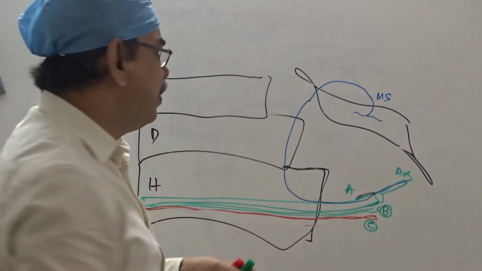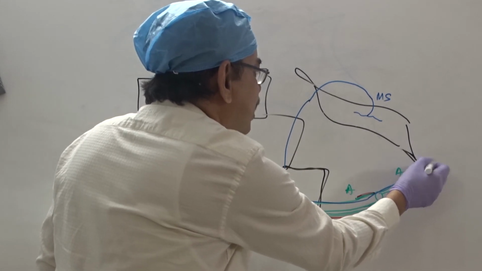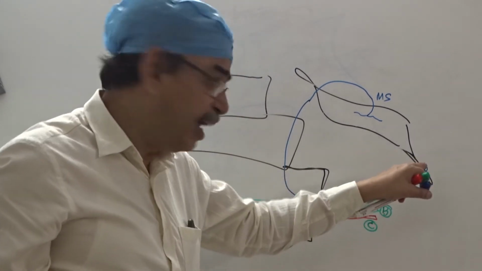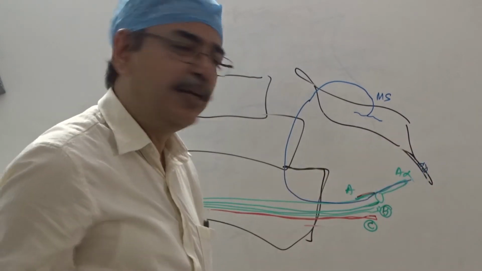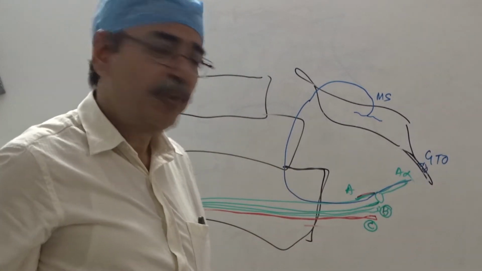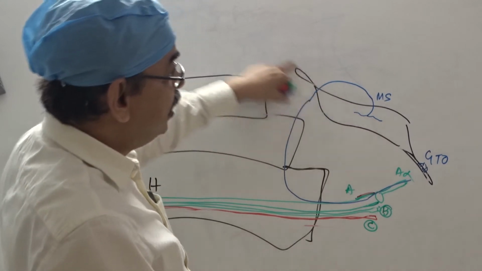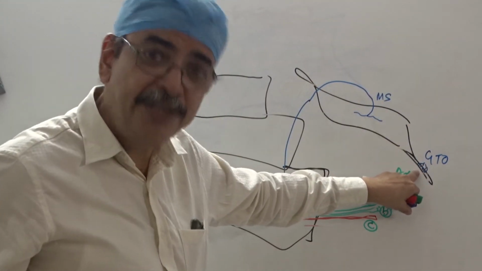Similarly, there are some nerve fibers or transducers, special types of endings of this A alpha at the level of the tendon. These are called Golgi tendon organ or GTO. After the muscle is stretched, finally the tendon is stretched too.